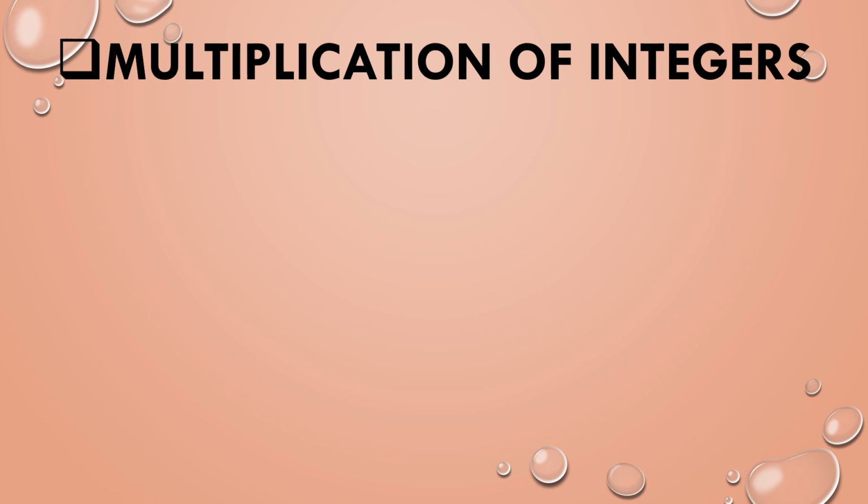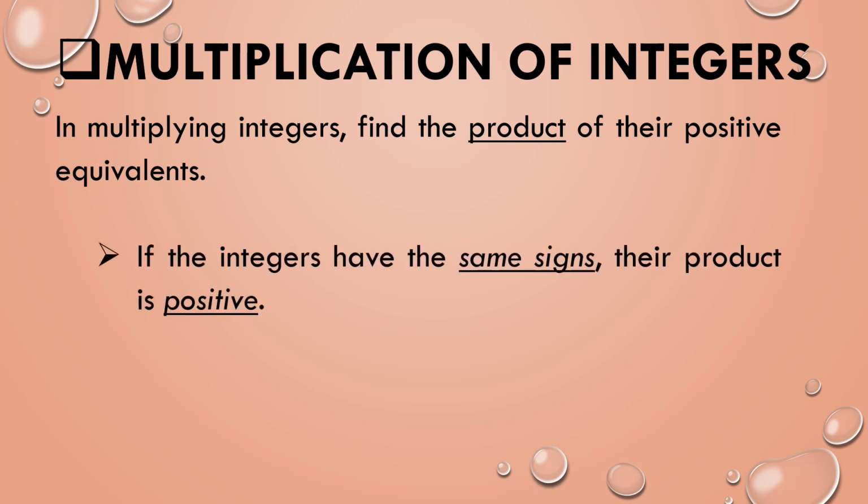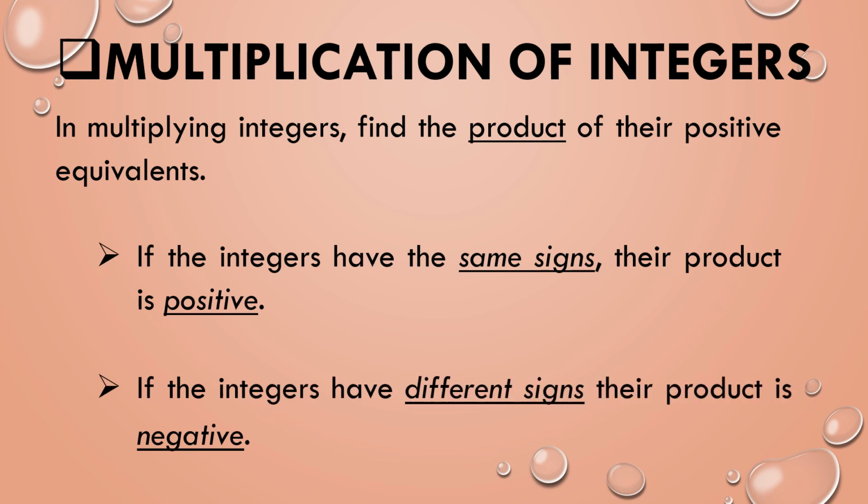Let's proceed to the multiplication of integers. In multiplying integers, find the product of their positive equivalents. If the integers have the same signs, their product is positive. If the integers have different signs, their product is negative.